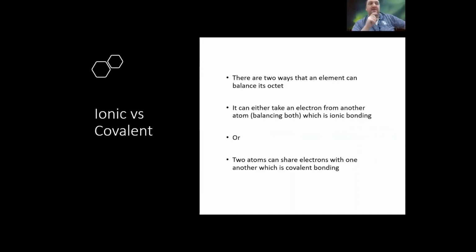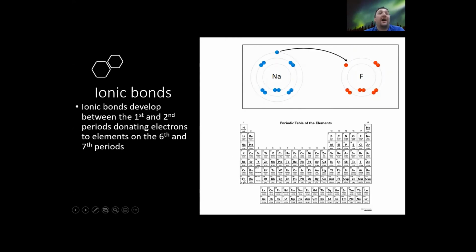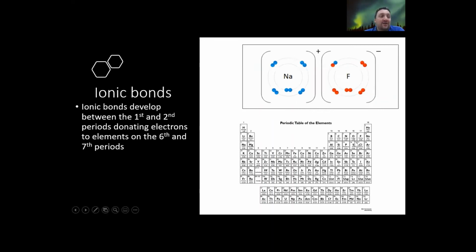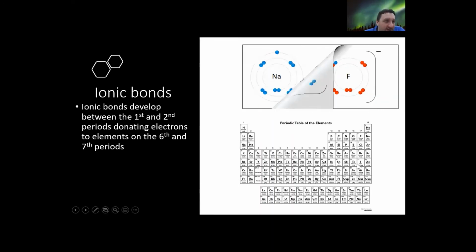Ionic bonding, which is one atom stealing an electron from the other, and the electron just sort of sticks to the other one because they both gain polarity like a magnet. And covalent, where they share electrons. Ionic, taking; covalent, sharing. Ionic bonds develop between the metals on the left side, first and second groups, and the 6th and 7th on the right side.